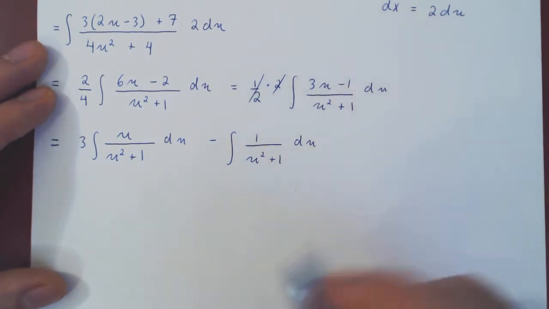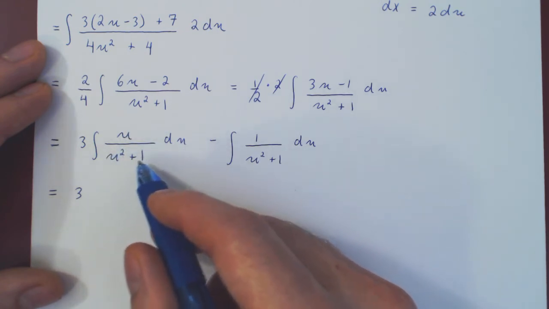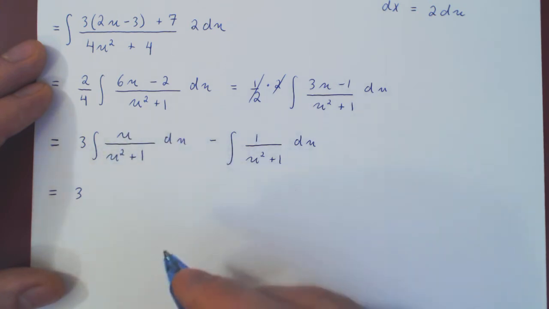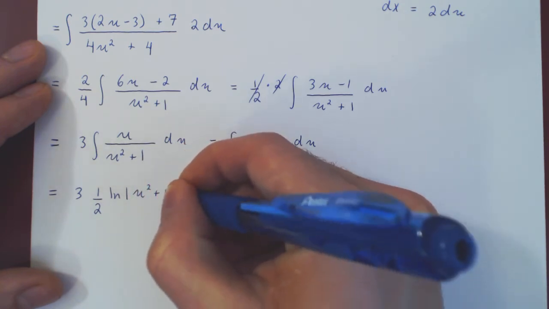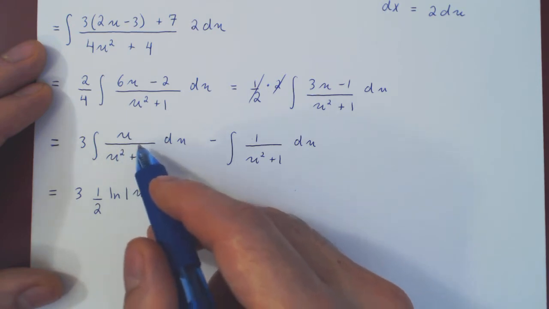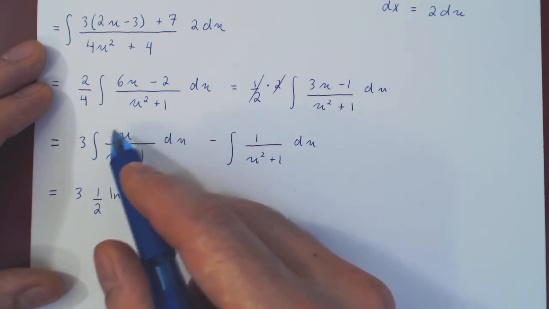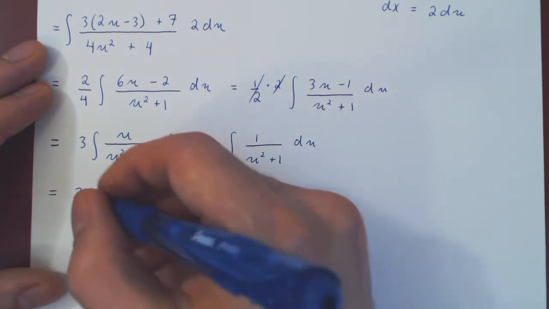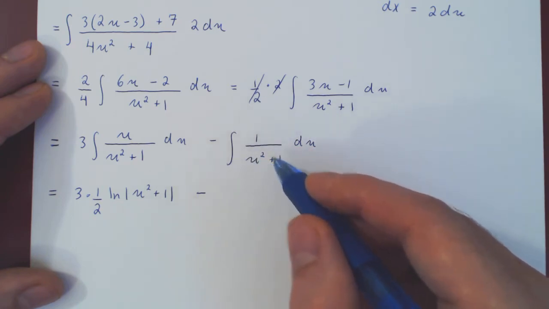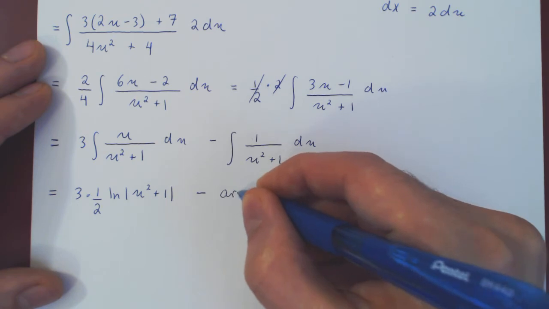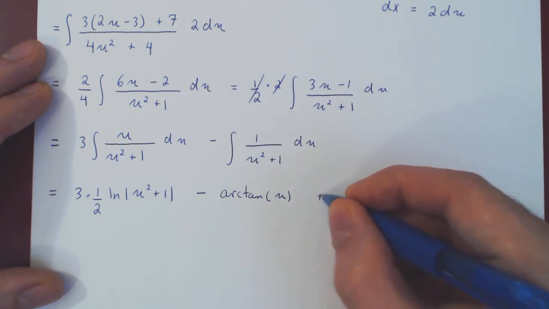And now if you look, the 3 stays there, and the integral of u over u squared plus 1, if you recall, this is one of our special integrals, is simply 1/2 the ln of u squared plus 1. Of course, if you don't remember this, you simply have to make a substitution. You could, let's say, let z be u squared plus 1, and as the derivative of this is 2u, which is up to 2u, this is a simple substitution, minus, this one is even more straightforward, as 1 over u squared plus 1 is the derivative of arctangent of u. Plus, of course, a constant of integration.